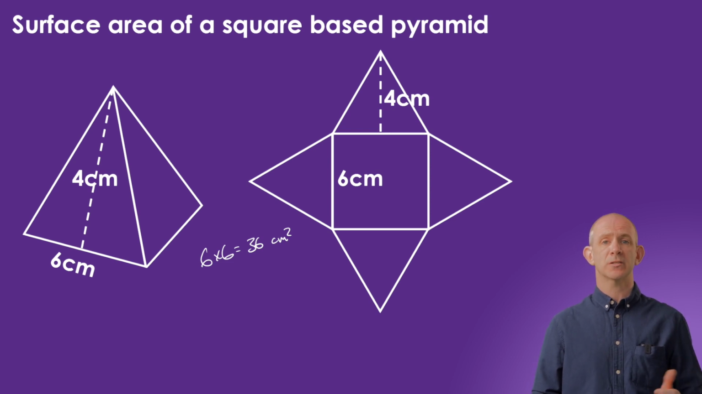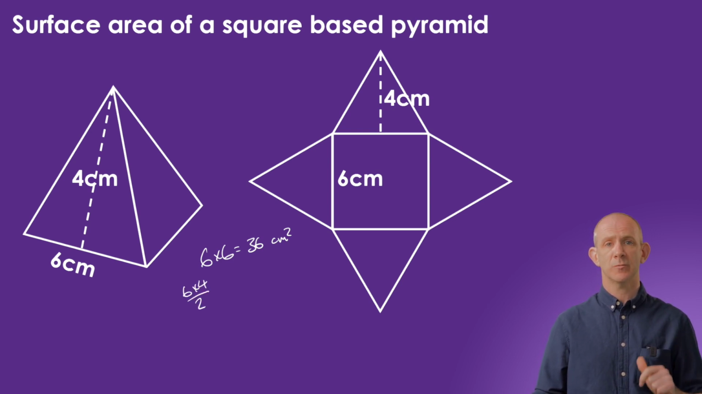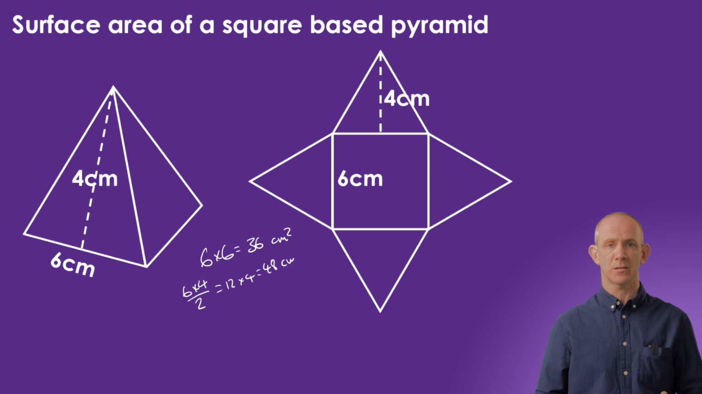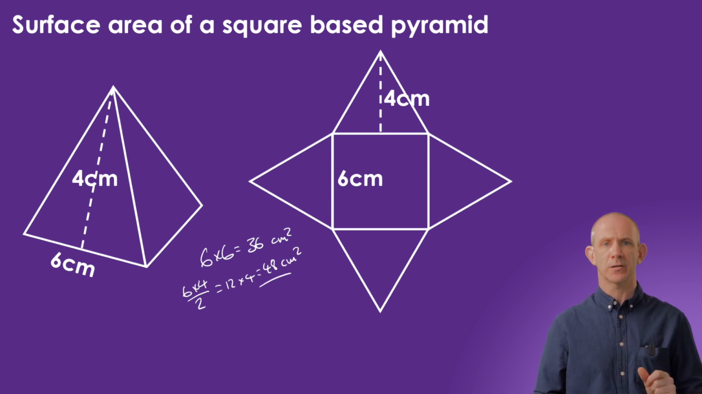Each of the triangles are the same height and base. We can calculate one of them and then multiply it by 4. So 6 times 4 divided by 2 will give you 12 centimeters squared, and we can times that by 4 to get 48 centimeters squared. This is the total area for all of the triangular sides.